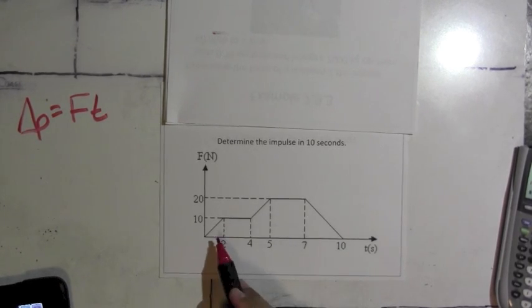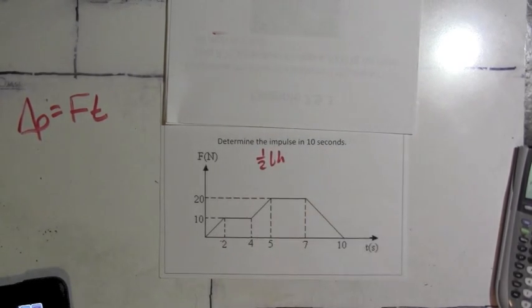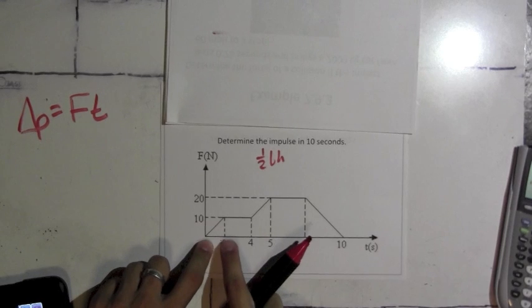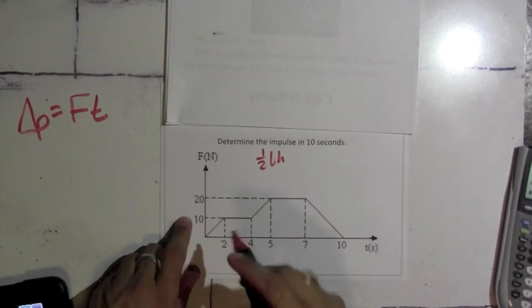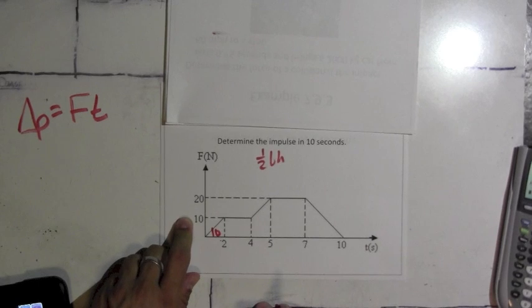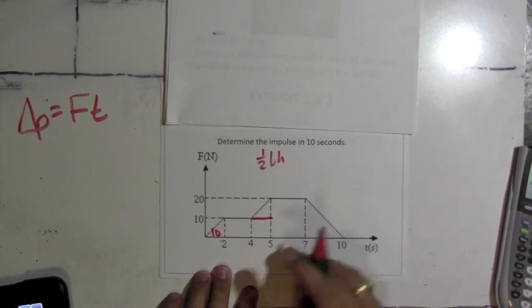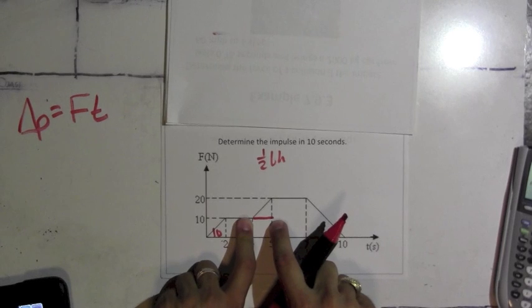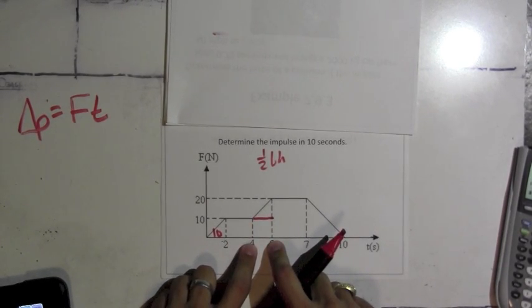So what I do is I have a triangle right here to begin with. To find the area of a triangle, remember, a triangle is 1/2 base times height. So what I have is 1/2 the base would be 2, so 1/2 of that is 1. 1 times 10 would be 10. Okay, I have to do the same thing here. I've got a triangle. 1/2 of 1 is half.